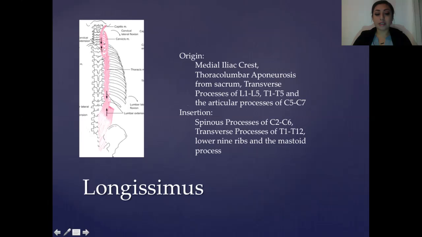Next, we'll see the longissimus muscle. That one, as its name also suggests, is one of the longest of the three erectors, because it runs from the sacrum basically all the way to behind the ear right here.